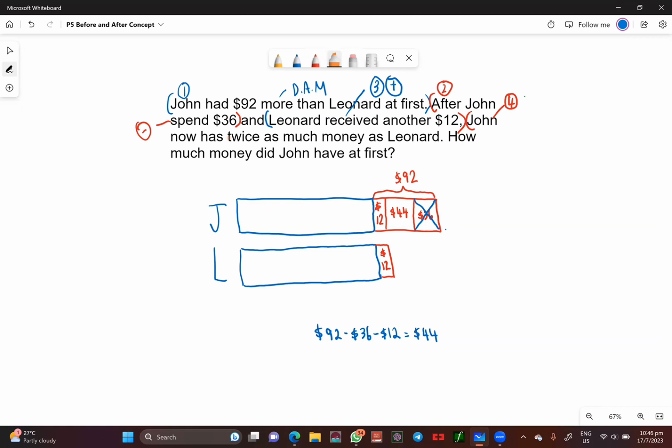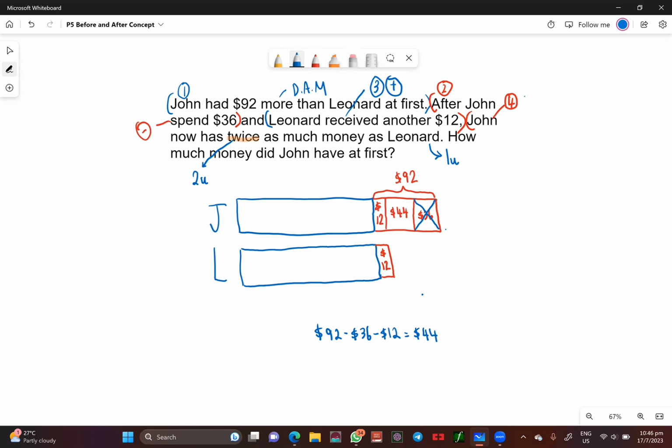Whenever you see the word twice, the word twice tells you that it is 2 units. Who has 2 units? John has 2 units. And if John has 2 units, then Leonard will be my hidden information. Leonard has to be 1 unit. I say that again: if John is 2 units, Leonard has to be 1 unit. Leonard is my hidden information.